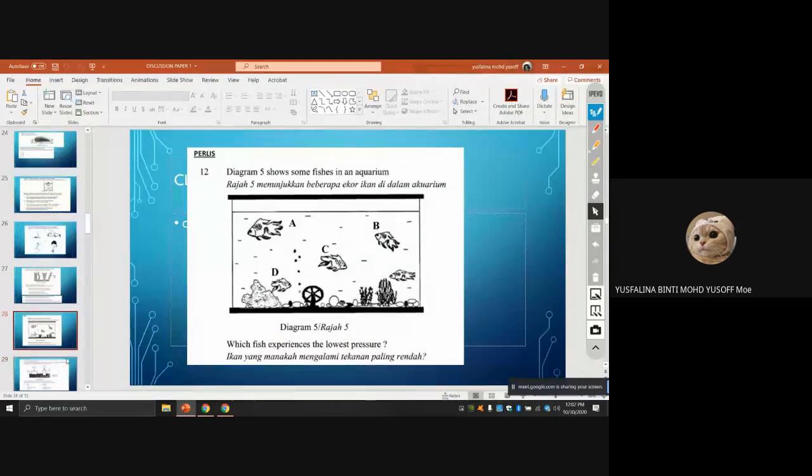Right, the next one. Diagram 5 shows some fishes in an aquarium. Which fish experiences the lowest pressure? Lowest pressure means, same liquid, so the density is the same. The difference now is only the depth. So the lowest pressure means the depth is the lowest. So of course the answer should be A.